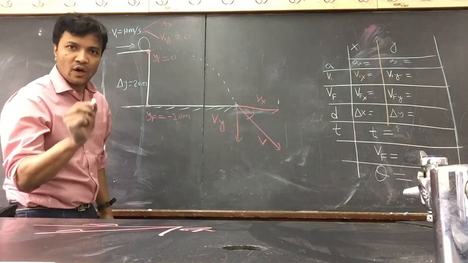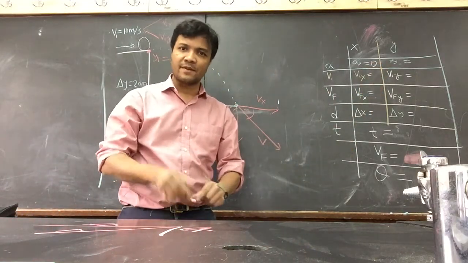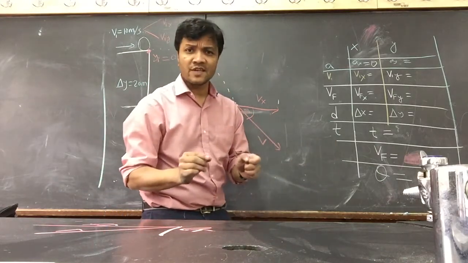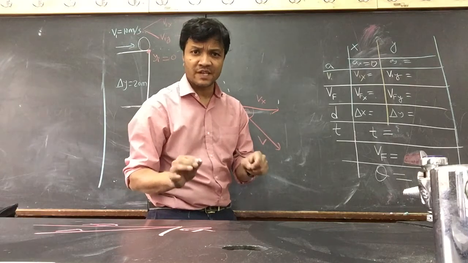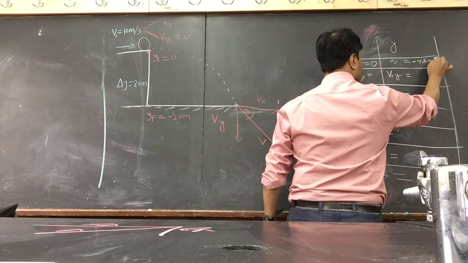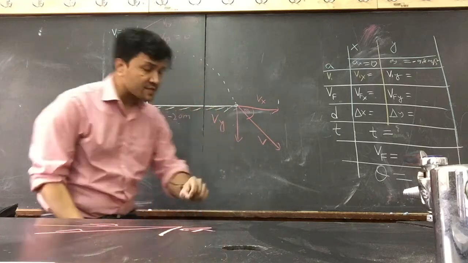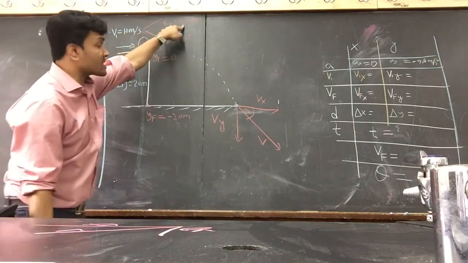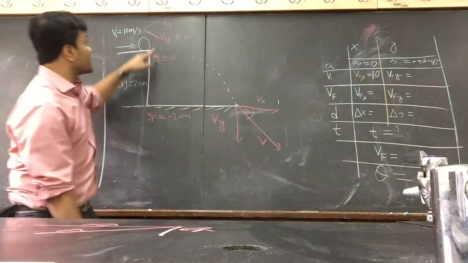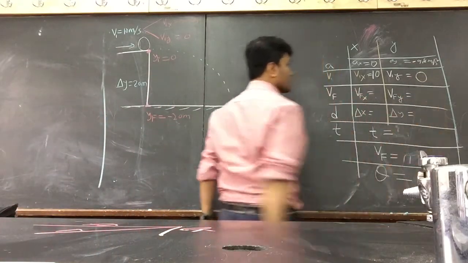Acceleration at x direction is always 0. Always 0, no exception. Acceleration at y direction is always negative 9.8 meters per second squared. Velocity initial at x direction is 10 meters per second. Velocity initial at y direction is 0 meters per second.